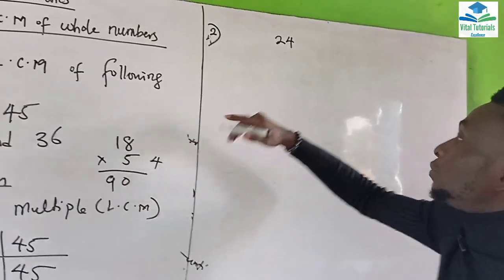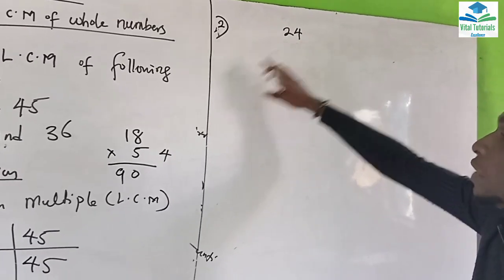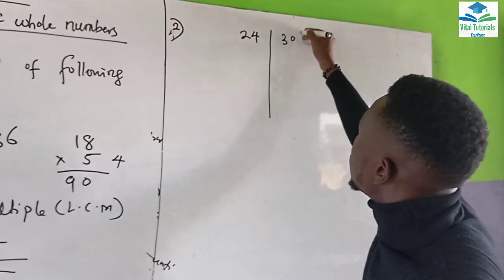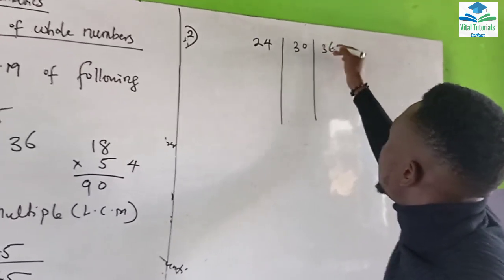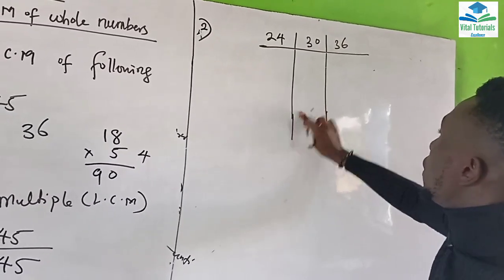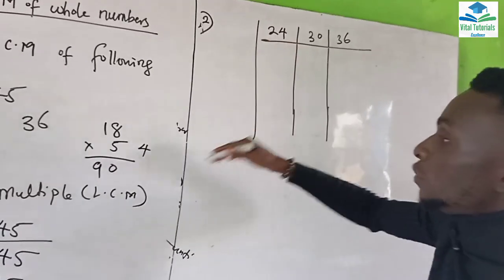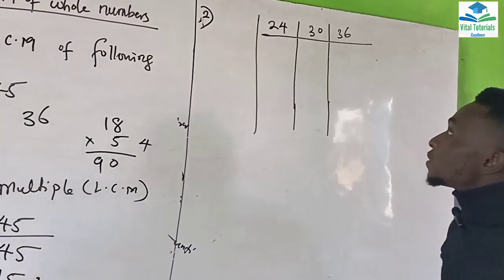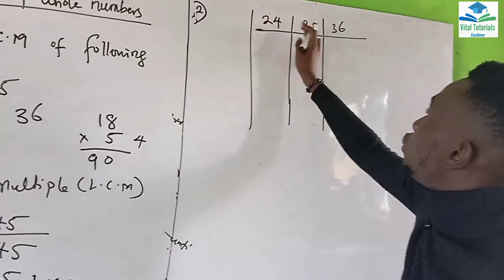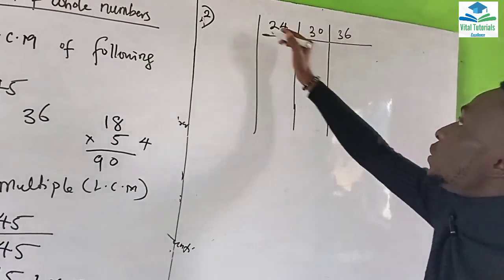Now you have the second one. You have 24, 30, 36. Now it's just the same procedure we followed for the first one. We're going to look for the smallest number that can go into any of the numbers. Any. Now use 2, because 2 can go here, 2 can go here, and 2 can also go here.